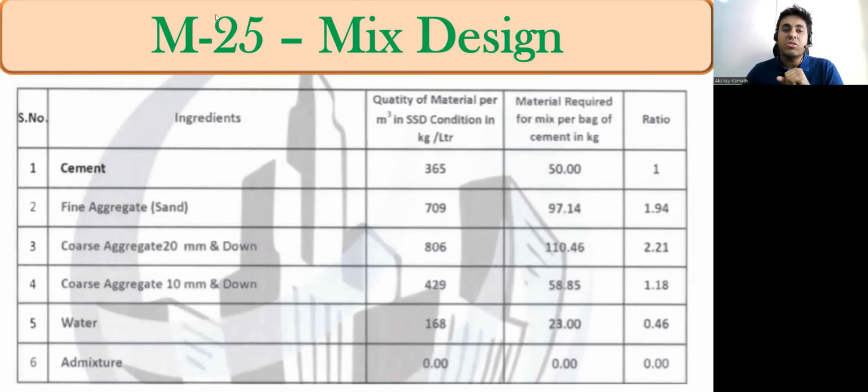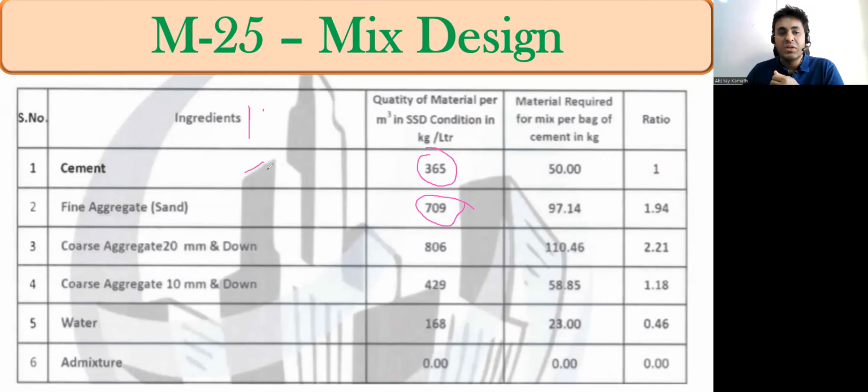So normally, if I ask you for M20, you know it is 1 is to 1.5 is to 3. So here what you're supposed to do is first write cement. Cement is 365, right? Good. So cement will always be 1 whenever we write the ratio. Now come to the second part, your sand. Whatever is your sand, that is 709, you divide 709 by 365.